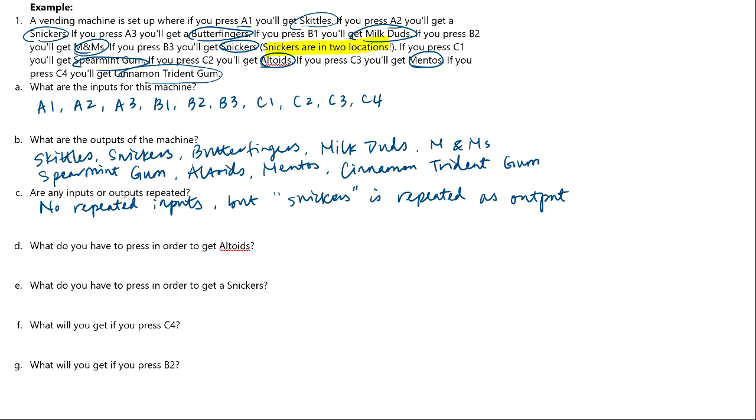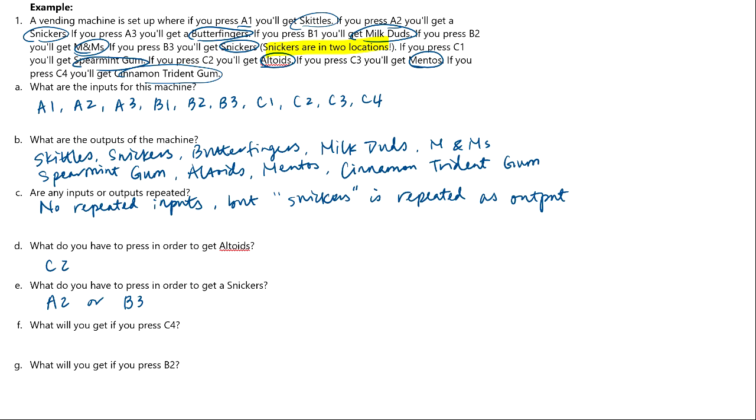Now moving on to part D, we're asking what you have to press in order to get Altoids. That's essentially asking how the machine functions specifically if you want to get Altoids. Reading back to the question, we see that if you press C2, you will get Altoids. Similarly, what do you need to press in order to get a Snickers? Snickers, as we already talked about, is a special case where you can get Snickers by pressing A2, or alternatively by pressing B3. We can get it in two different locations.